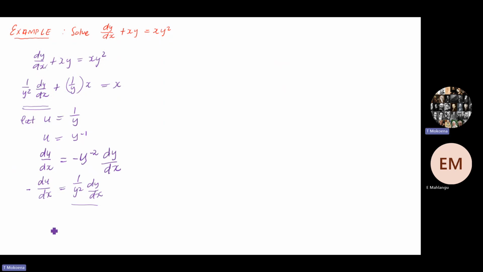Now I'm going to write this in that position. So I have negative du over dx, and then this is it. I substituted that, and then plus that. Remember, we said u is the same as 1 over y. We said u is the same as 1 over y. So here I'm going to write ux is equal to this side of the equation. I have my x.